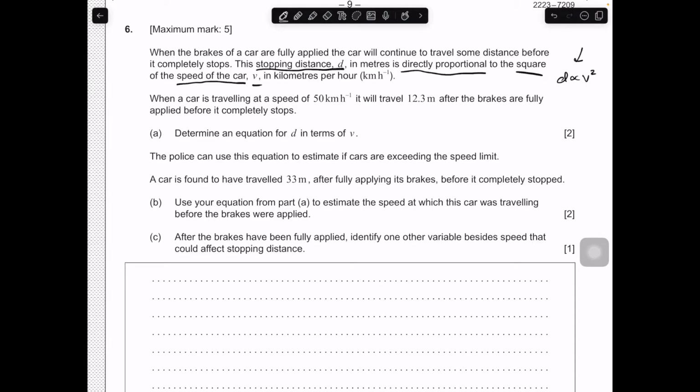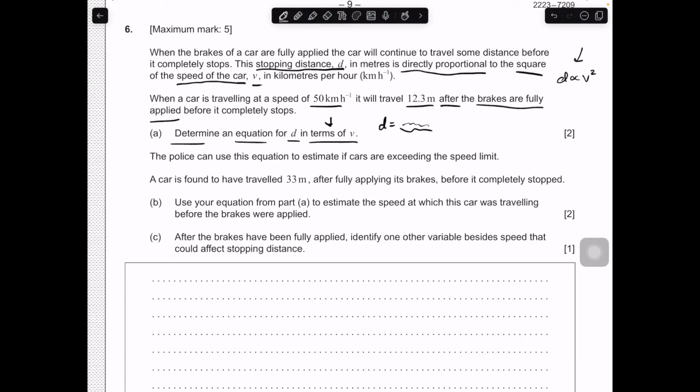When a car is traveling at 50 kilometers an hour, it will travel 12.3 meters after the brakes are fully applied, before it comes to a complete stop. Determine an equation for d in terms of v. So d in terms of v means we want d all by itself. D is equal to, and then something over here. So what do we know?